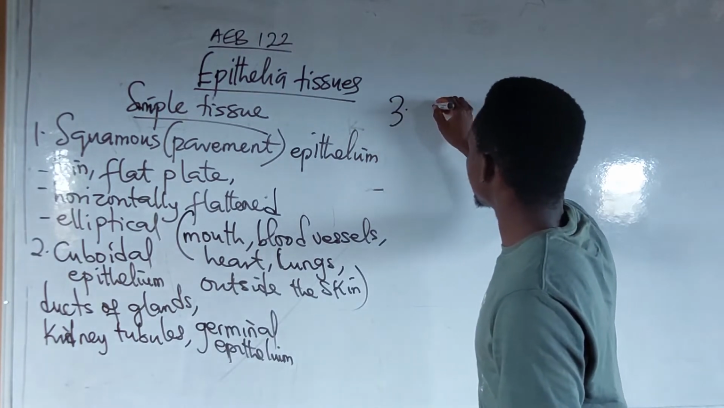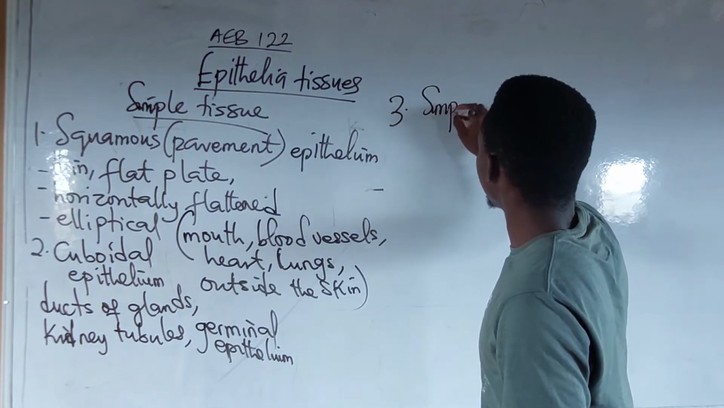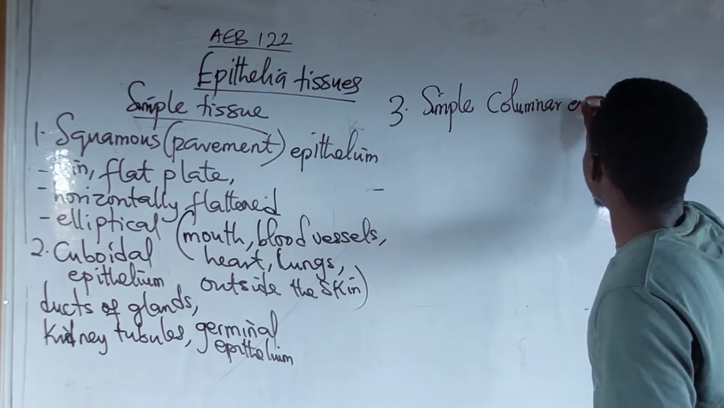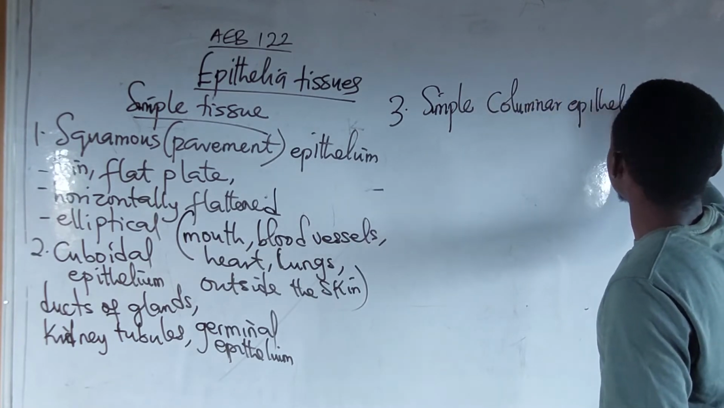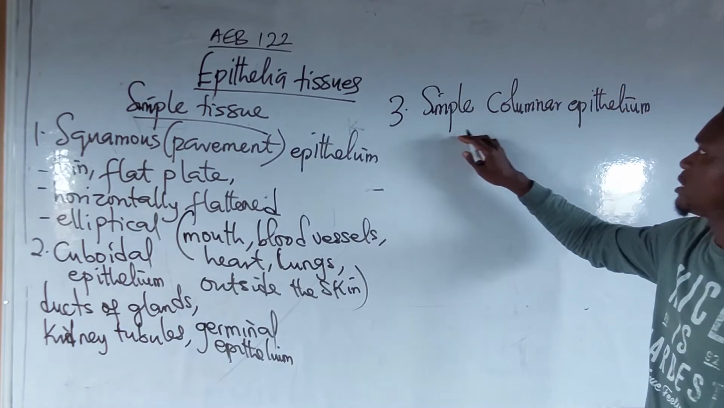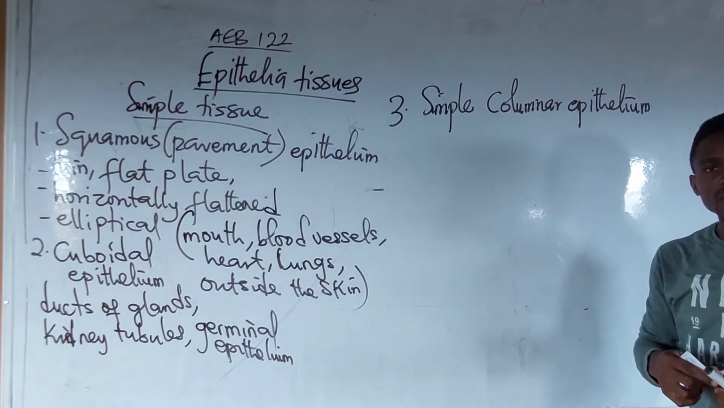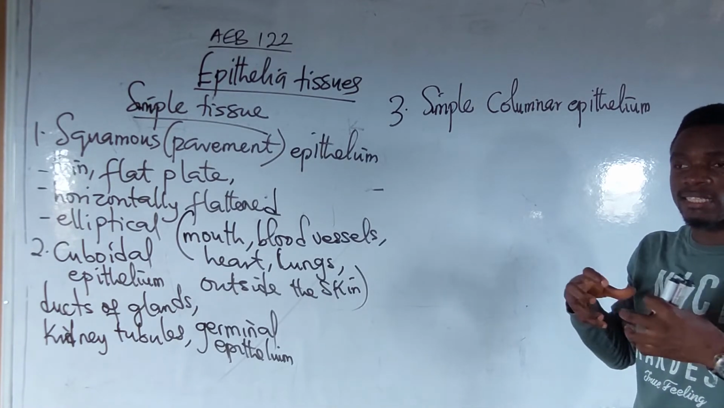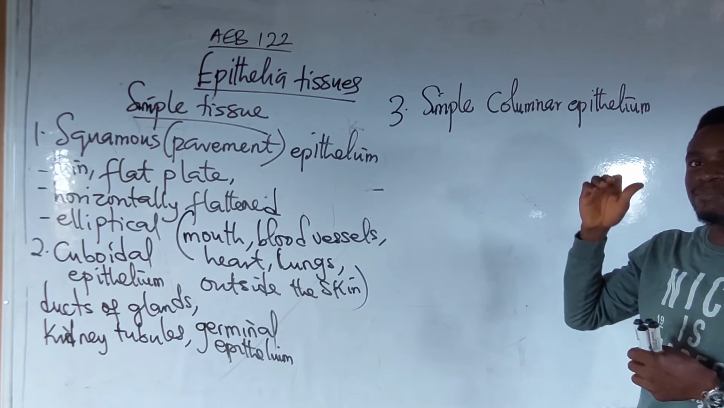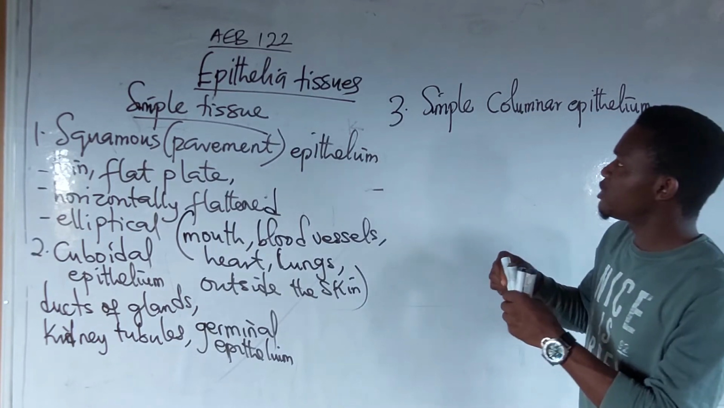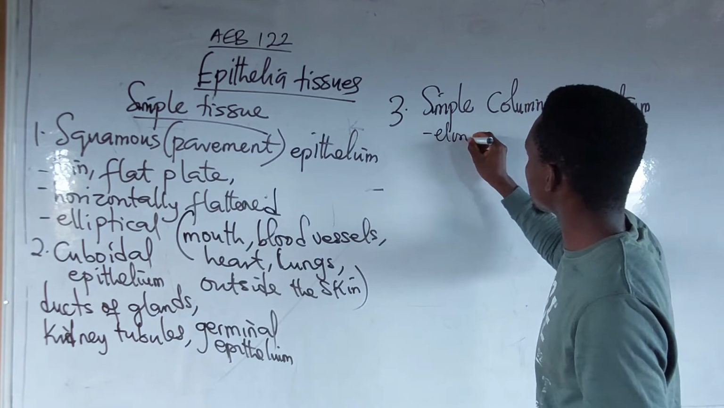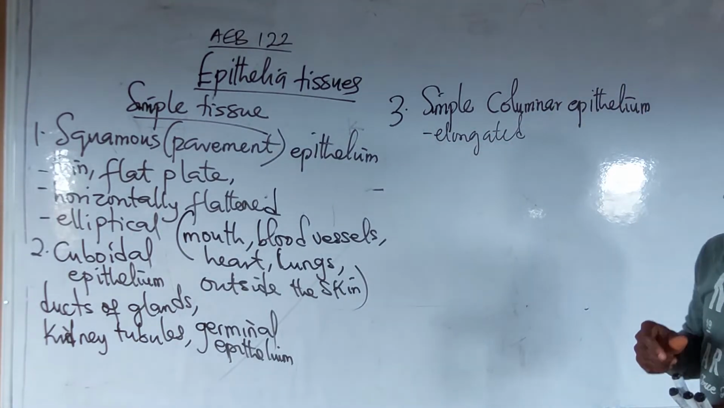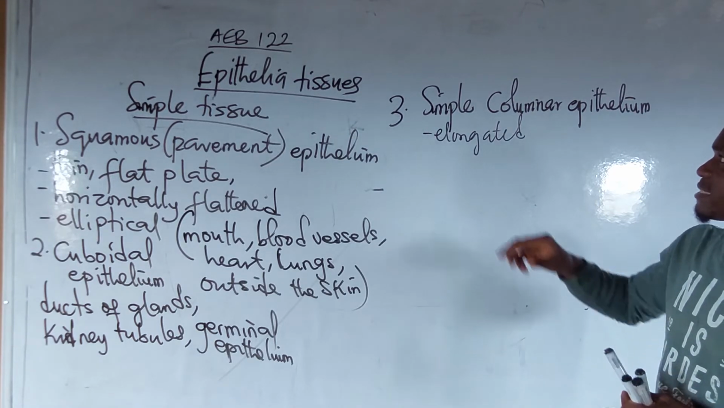Number 3, we have the simple columnar epithelium. All right, the simple columnar epithelium. This simple columnar epithelium, its nucleus is what? Elongated, and they are found at the base of the cell. Please, the nucleus is what? Elongated, and they are found at the base of what? The cell.